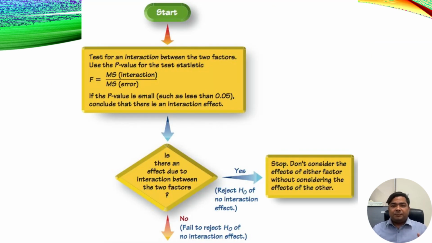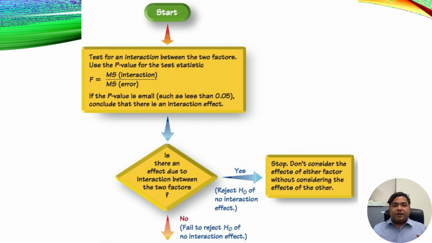This flowchart explains how to interpret the interaction effect in a two-way ANOVA. First, we start by testing whether there is an interaction between the two factors. The test statistic is calculated by dividing the mean square for interaction by the mean square for errors. So the formula is F equals MS interaction divided by MS error.